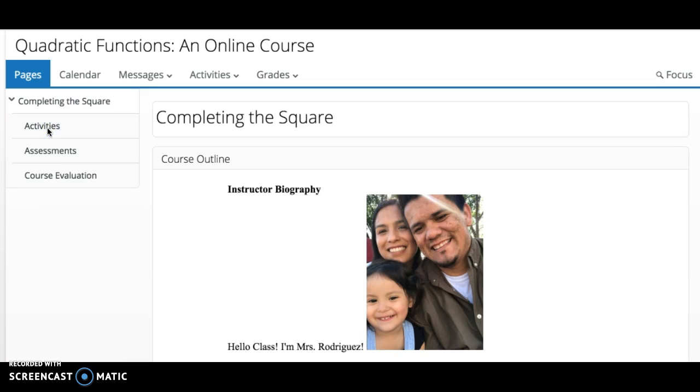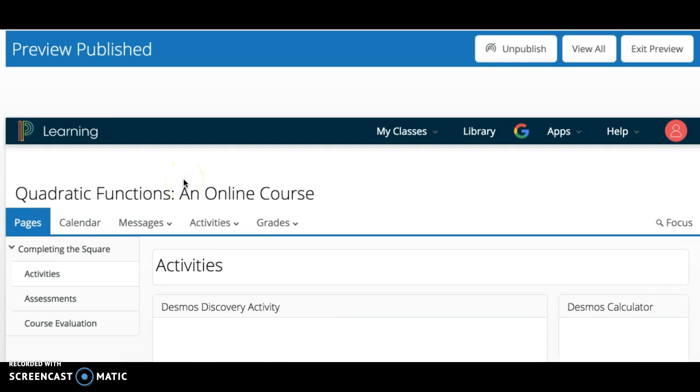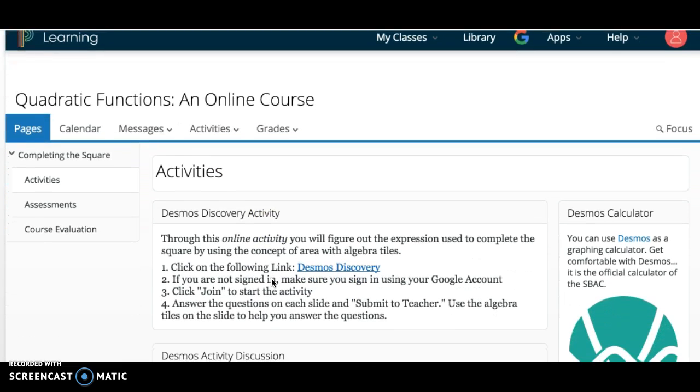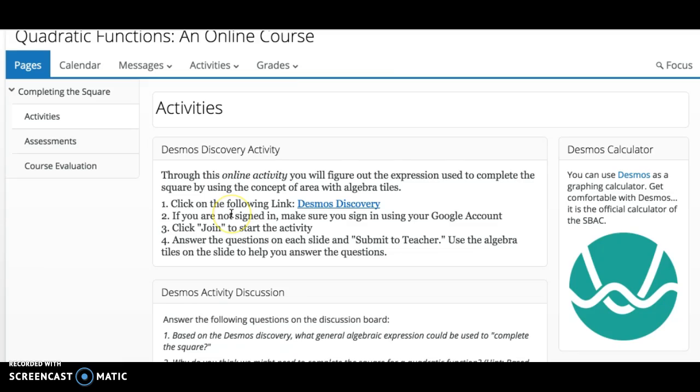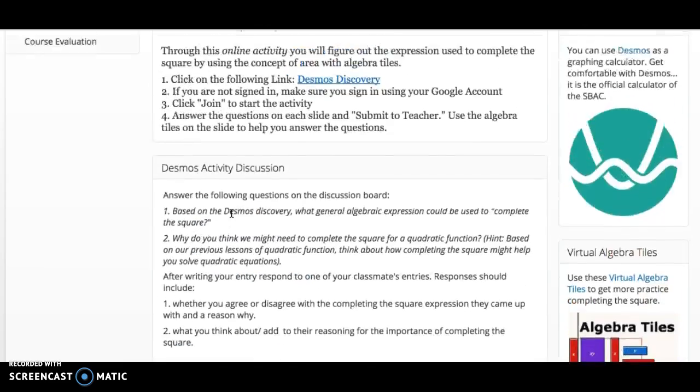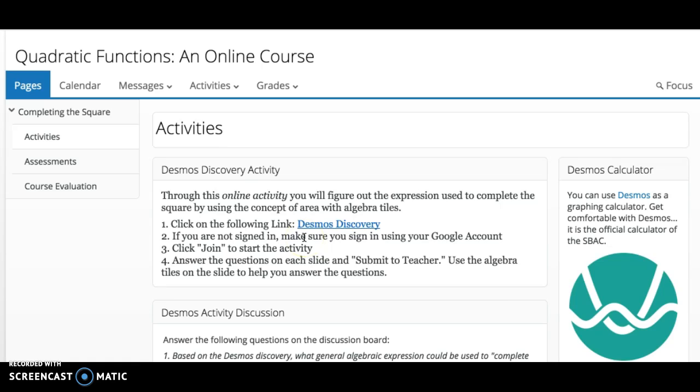So you will begin by going into the activity section. In the activity section, we start off with a Desmos discovery activity. With the use of algebra tiles, you will discover the pattern for completing the square. We will use this pattern to complete the square algebraically. I have also provided you with a link to the Desmos calculator, which you can use to graph quadratic functions that you are given, which is a way to check if your zeros are correct and your vertex is correct.